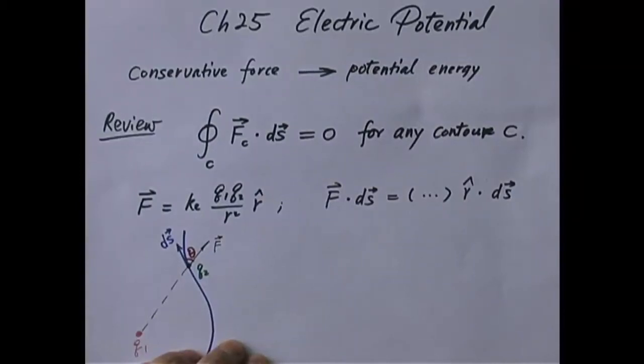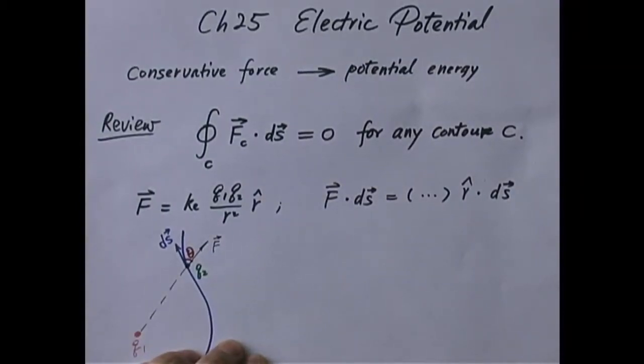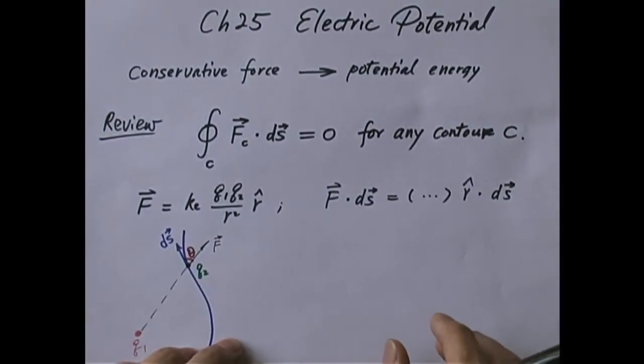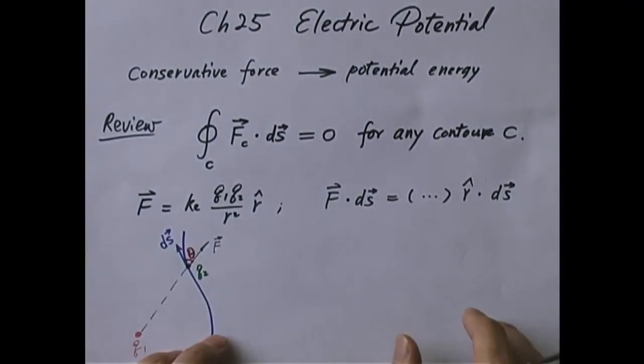Chapter 25, Electric Potential. We have so far discussed electric fields and electric forces. But starting from this chapter, we're going to look at the energy aspect associated with electric field and electric forces. We know when it comes to the gravitational force, we can introduce what's called gravitational potential energy because, as we learned in Physics 1A and 1B, the gravitational force is what's called a conservative force, right?